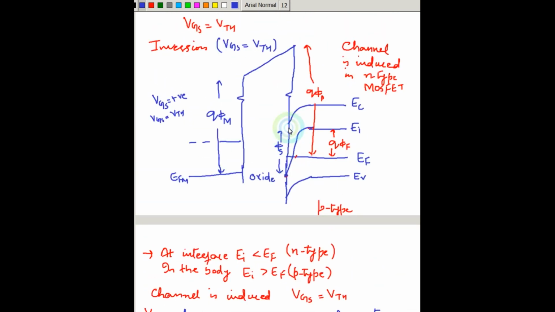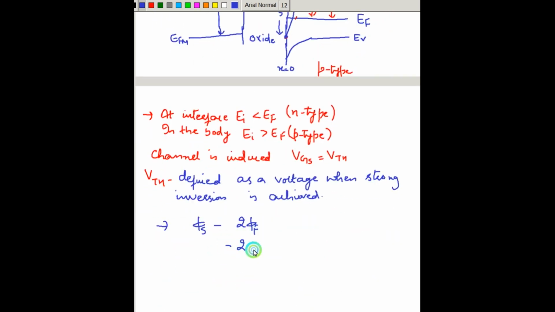See, phi s is the surface potential which tells us about the bending of the bands at the surface or at the interface. This is x equals 0 at the interface. Alright, so if phi f is an amount by which EI is above EF in a p-type substrate, then the channel should be strongly n-type as the substrate is p-type, which means at the interface this EI should go below EF by the same amount by which it is above EF in the rest of the semiconductor. So it is twice KT by Q ln of Na by Ni.